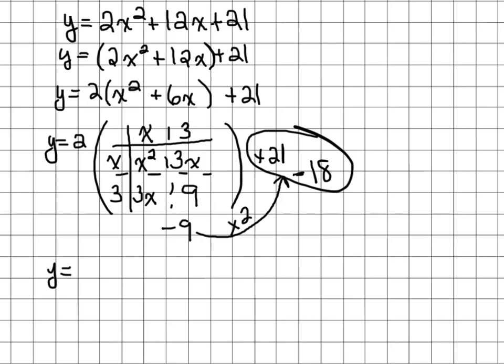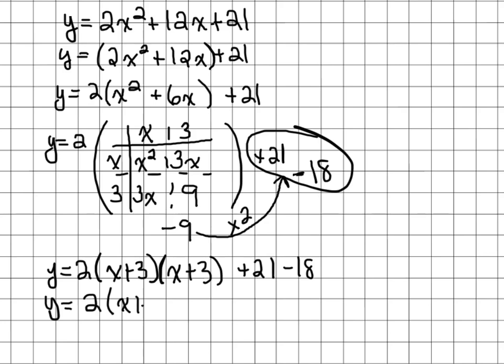Alrighty, so we have y equals 2 times x plus 3 times x plus 3 plus 21 minus 18. And I have y equals 2, and we have x plus 3, which is identical to each other, multiplied, gives us squared. And the difference between 21 and 18 is 3. So we have y equals 2, x plus 3 all squared, plus 3.